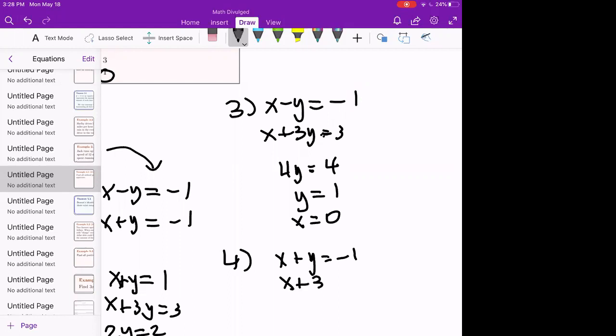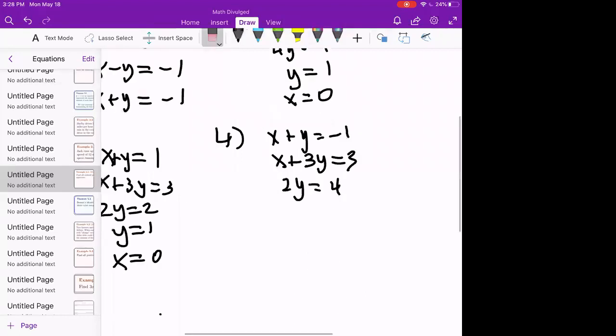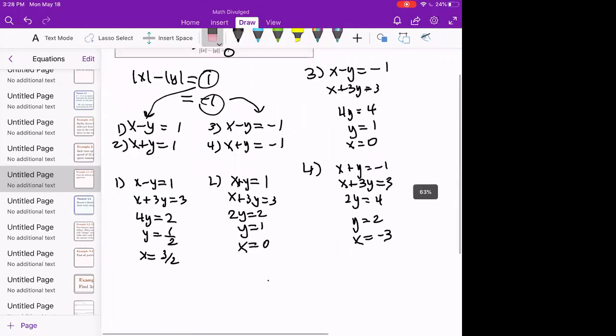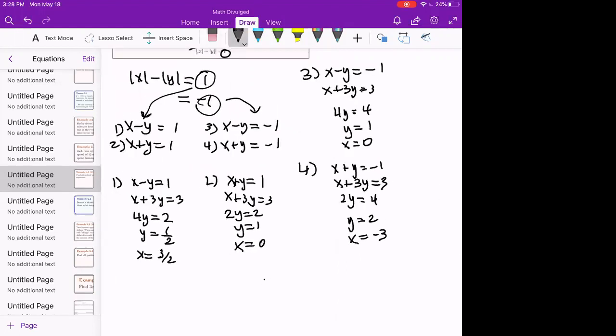is equal to 3, and then we subtract the 2, then we're going to get 2y is equal to 4. This will give us y is equal to 2, and therefore x would be -3. So now we have all of these solutions. Let me zoom out a bit. And you'll notice that we actually have a repeat here, x equals 0, y equals 1, x equals 0, y equals 1. So we can just eliminate this case, for example.